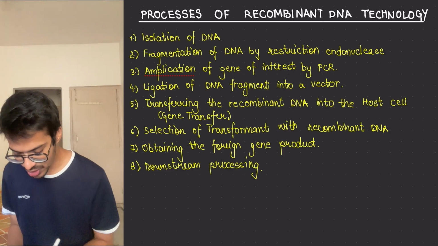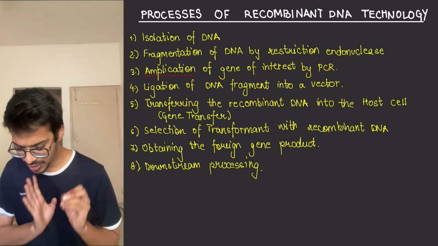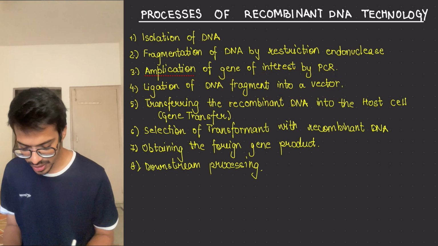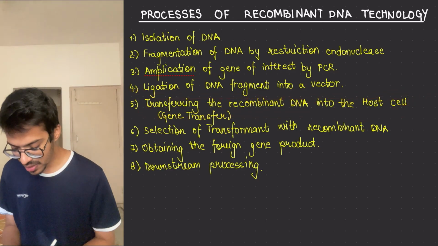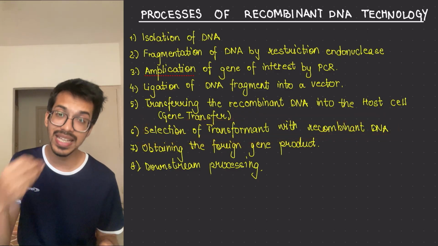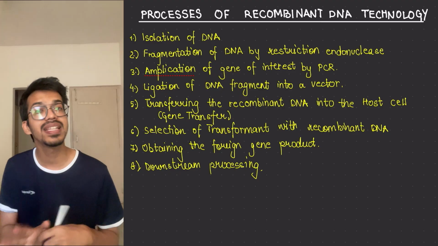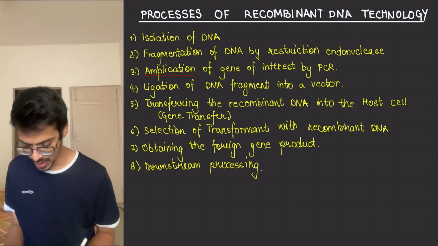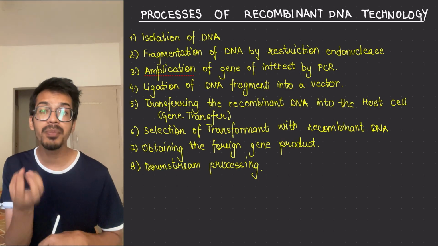Then comes the ligation of the DNA fragment with the vector, because we have to join them. After joining them, we have to transfer it into the host cell. That is called gene transfer. Then after putting it into the host cell, we have to see whether the host cell has taken it or not taken it, or what kind of plasmid it has taken up. It is an important one. So this is also we will see.